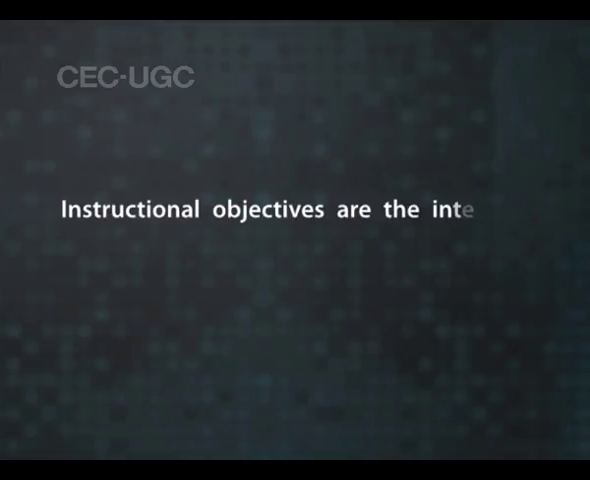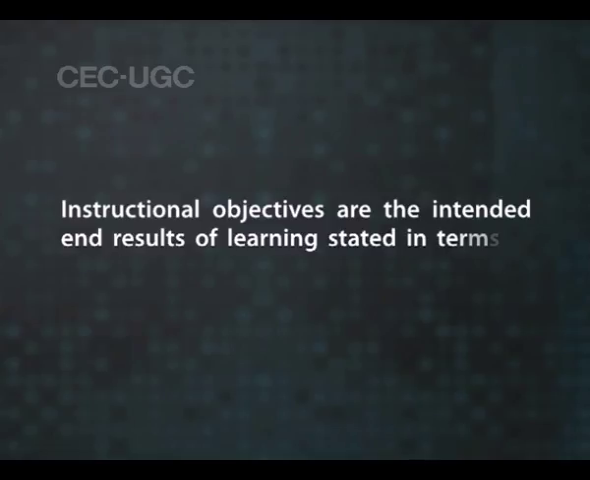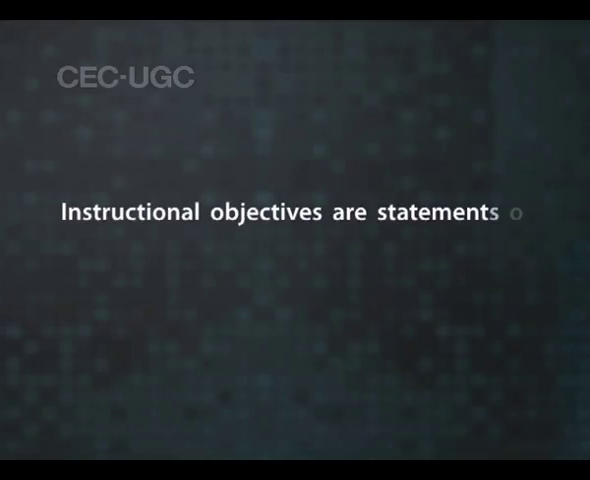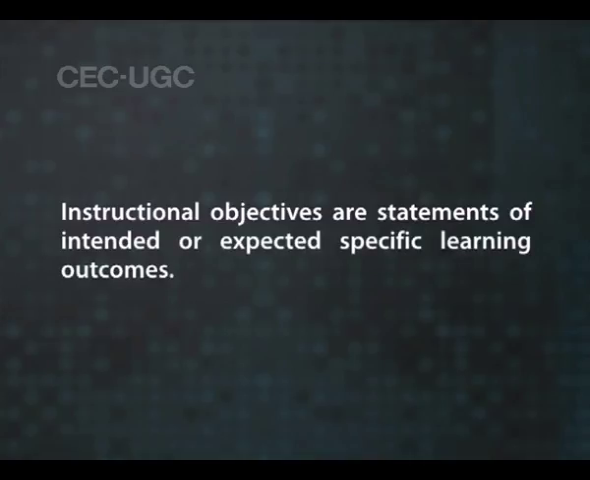Instructional objectives are the intended end results of learning stated in terms of changes in pupil behavior. Note that here the term behavior refers to mental and emotional as well as physical actions. Thus, an increase in knowledge, a broadening of understanding, an improvement in a physical skill, a shift in attitude, or deepening of appreciation are all changes of behavior. Stating a change in any of the above as an intended outcome of instruction can be labeled as instructional objectives. In summary, instructional objectives are statements of intended or expected specific learning outcomes.